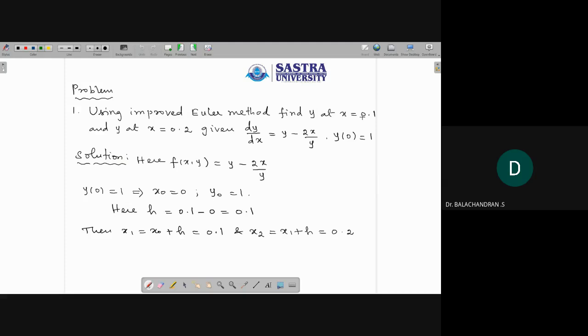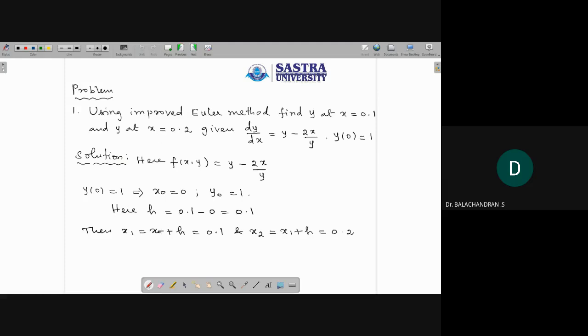So first we need to find 0.1, then 0.2, and then here we have 0. So 0, 0.1, 0.2. You can easily see that the h value is 0.1. Otherwise, you can subtract 0.1 minus 0, that is 0.1. But there is no need to write like this. You can just write h is equal to 0.1, because we know that here 0, here 0.1, here 0.2. So h should be 0.1.